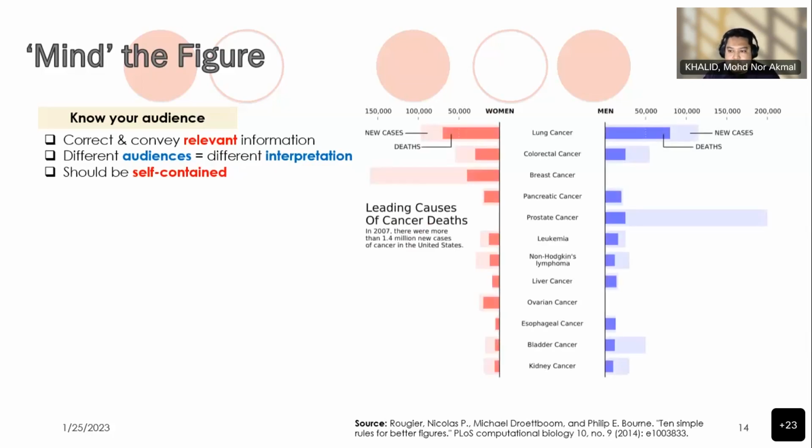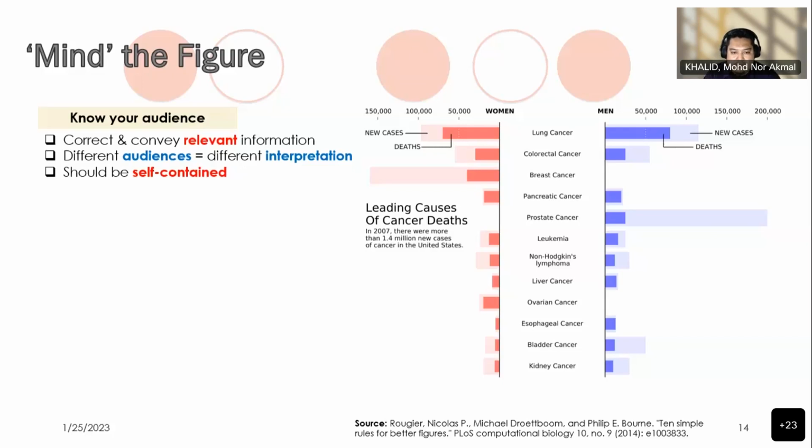So these are examples of figures reported by the News Straits Times, I think, if I'm not mistaken. You can see from the source, they show some 10 simple rules for better figures. I think it's a very, very interesting paper.